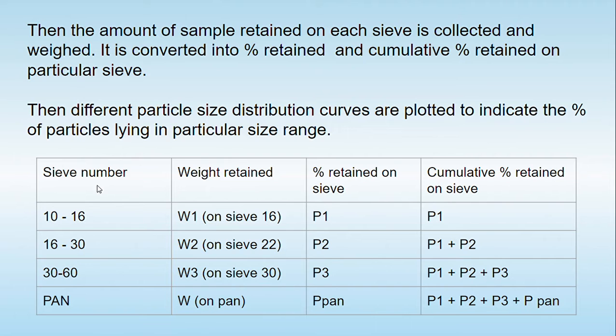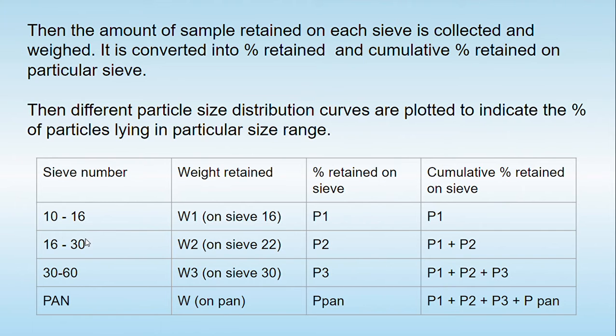So the table is given. In the table, the sieve number and the weight retained are given. Let's say the weight retained between sieve number 10 to 16 is W1. That is the weight of the powder on sieve number 16, represented as W1, which is converted into the percentage given here by P1. The cumulative percentage retained on each sieve is calculated by adding the previous ones. So in this case the cumulative is going to be P1 only.